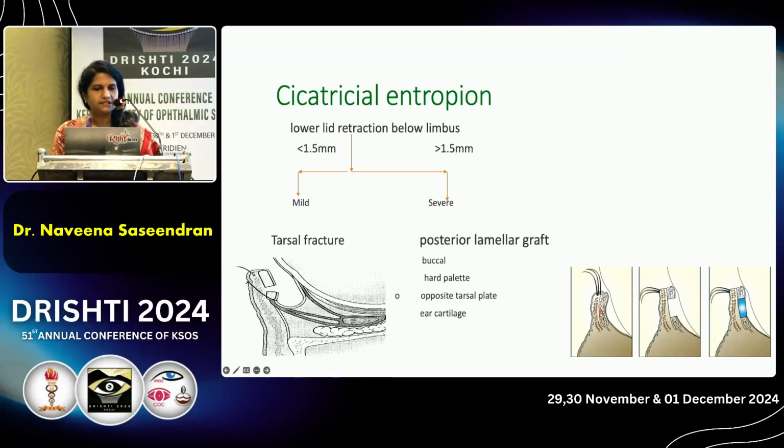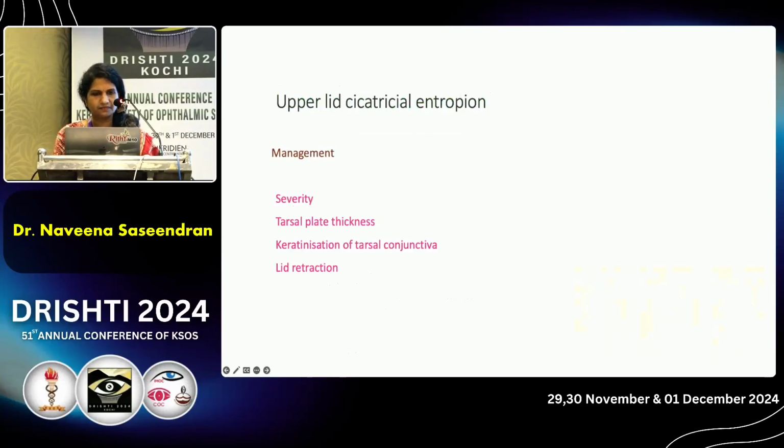Now coming to cicatricial entropion. In cicatricial entropion, the main pathology lies in the posterior lamellae, that is the tarsal plate and the conjunctiva. So in case of lower lid cicatricial entropion, here we are assessing the lower lid retraction below the limbus. If it is less than 1.5 mm, it is considered mild, and if it is more than 1.5 mm, it is severe. So in mild cases, we can do tarsal fracture and everting suture, and in severe cases, we need a posterior lamellar lengthening using a graft.